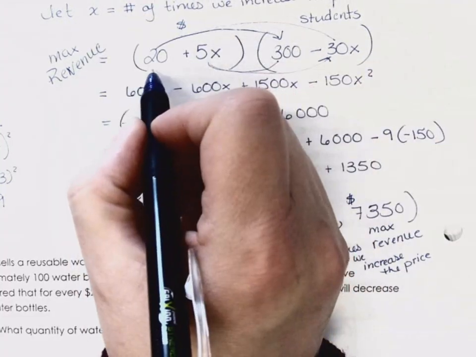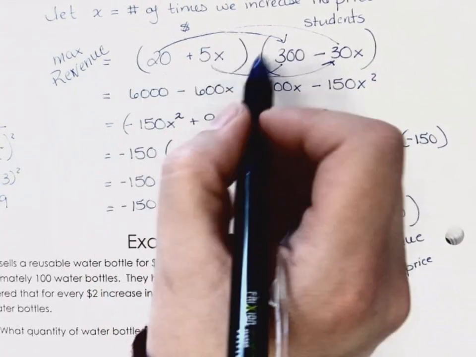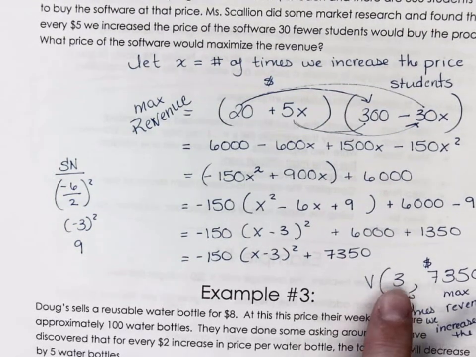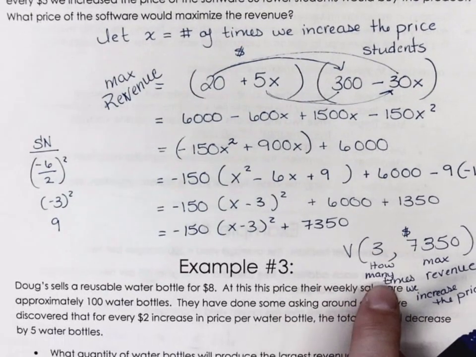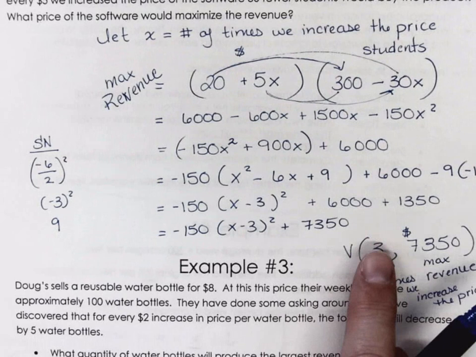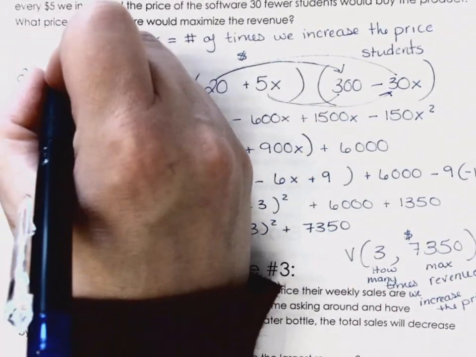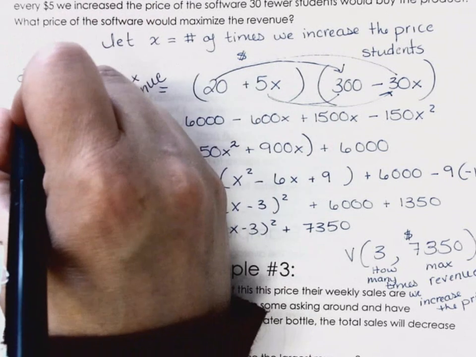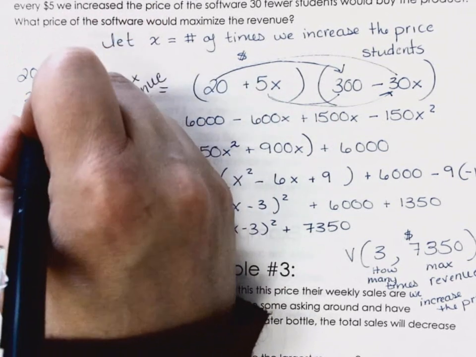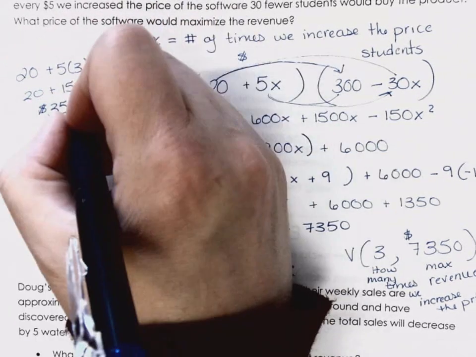If you're wondering how I got that, I'm going back up to the cost binomial. You didn't tell me, the math tells me how many times we increase the price: 3 times. So we're going to take 20 plus 5 times 3, so 20 plus 15. We're going to be charging $35.